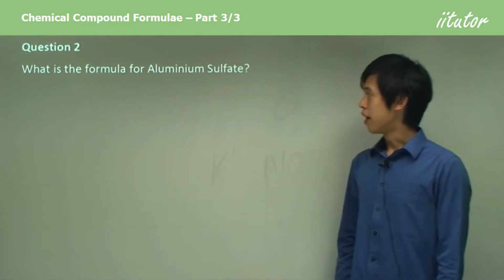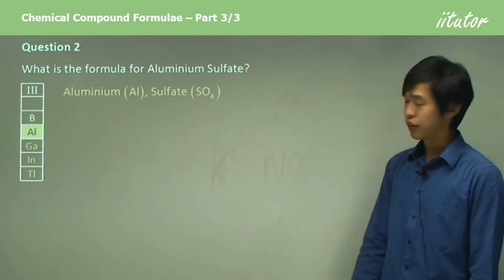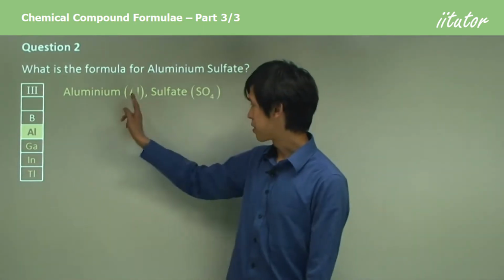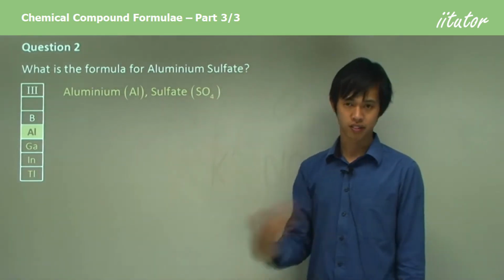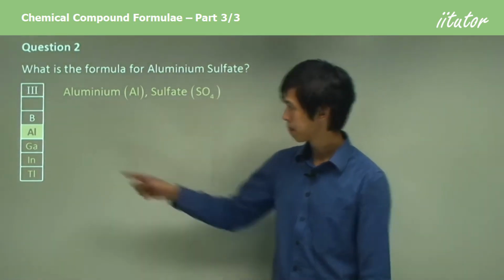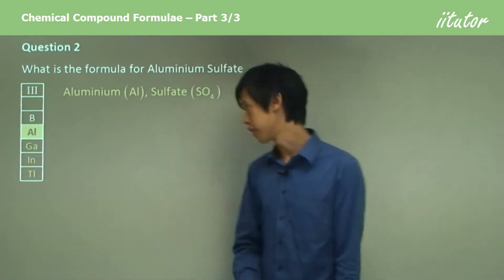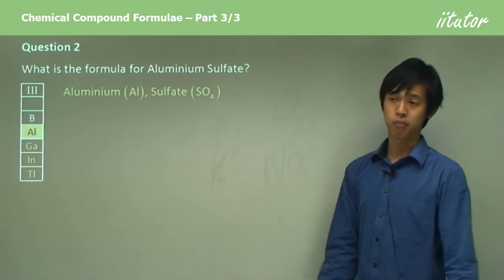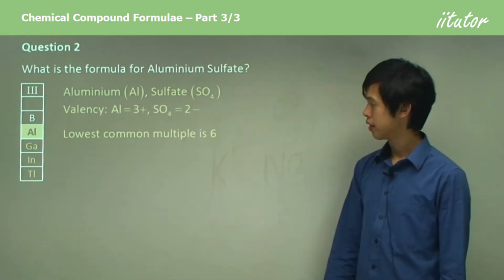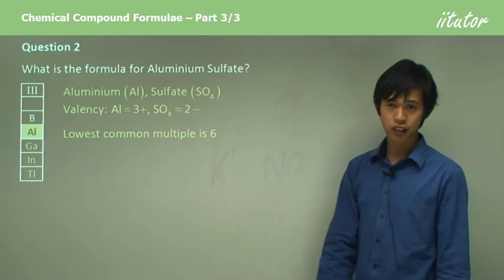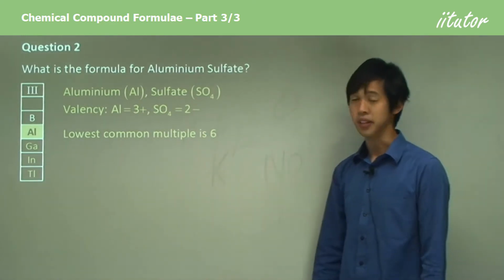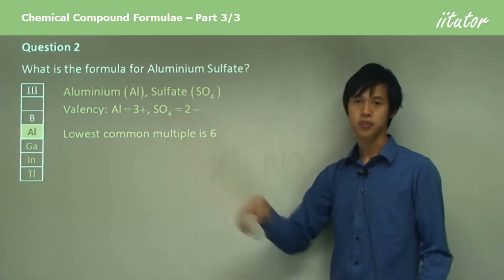What is the formula for aluminium sulfate? If you look in your periodic table, you've got aluminium as Al, and you've got to remember sulfate from your list of valencies. And aluminium is in group 3, so it's got a valency of +3. And sulfate, as you should remember, has a valency of 2-. Now, if you take the absolute value of each, the lowest common multiple is 6. 3 times 2, which is 6.